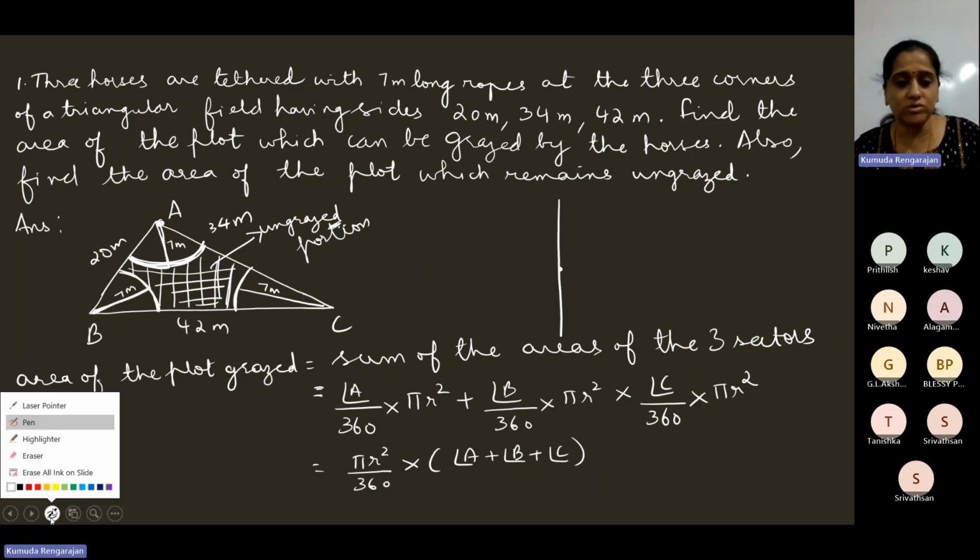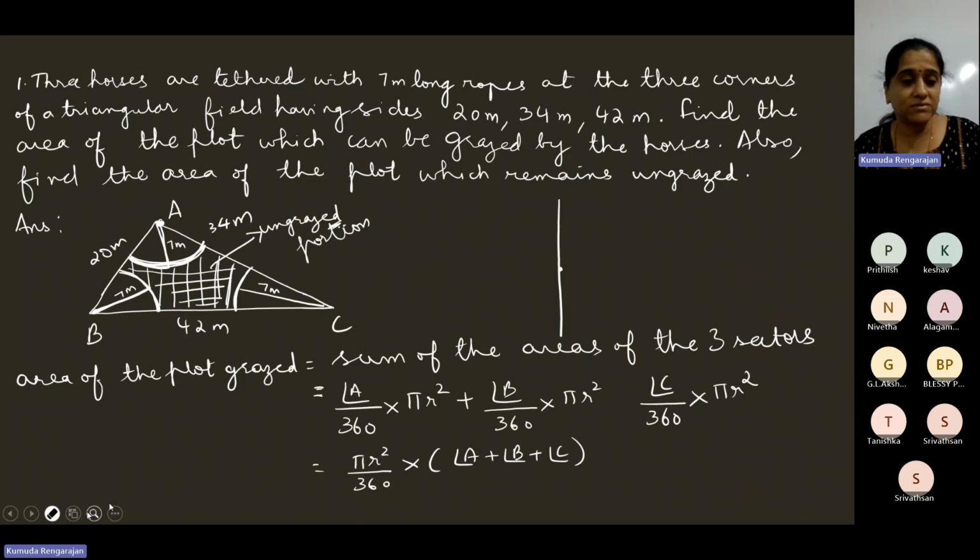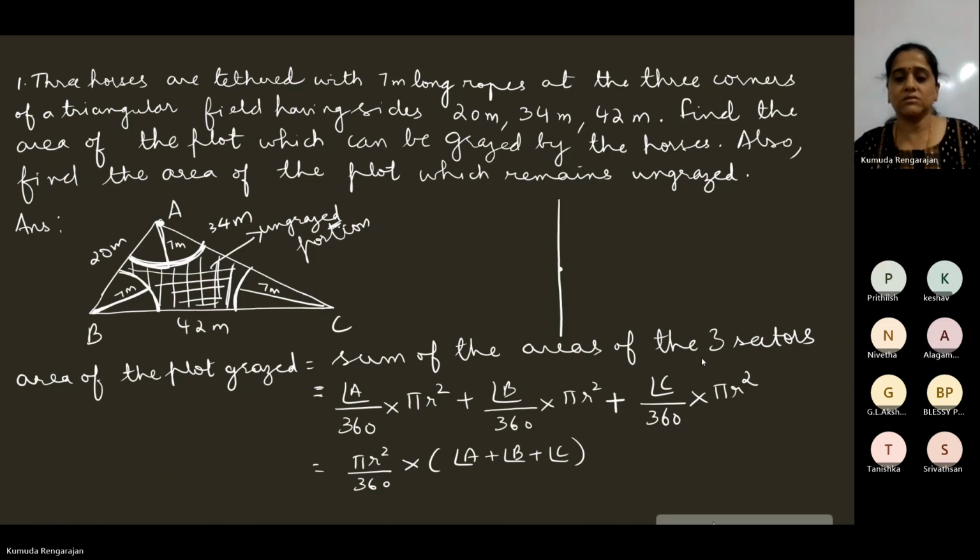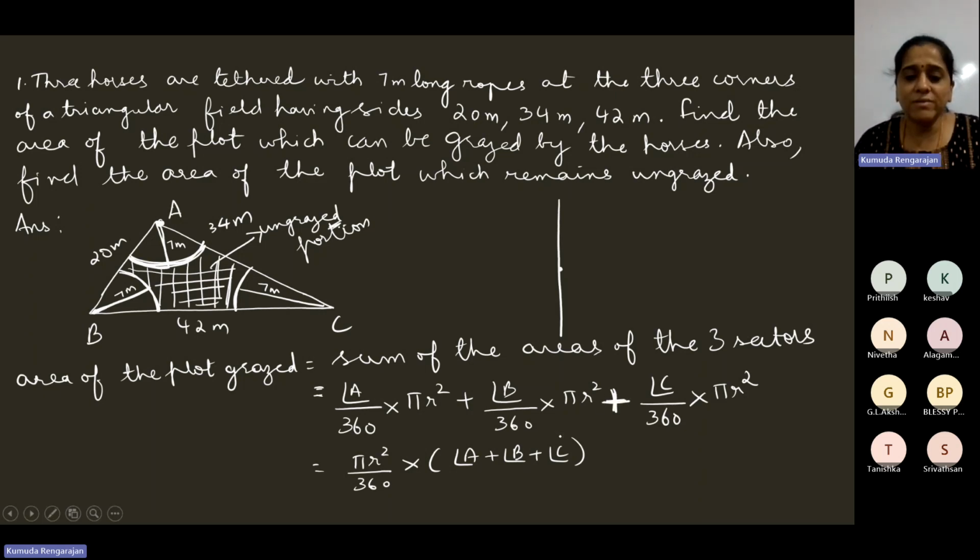By mistake, I put a multiplication sign there. Sorry, plus. Children, I just corrected this. So, angle A by 360 into pi r square plus angle B by 360 into pi r square plus angle C by 360 into pi r square.